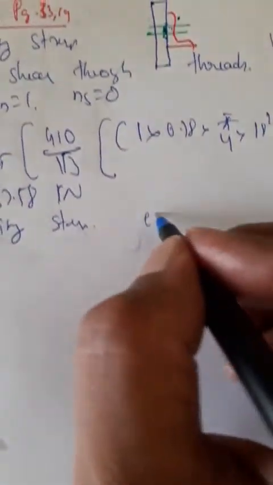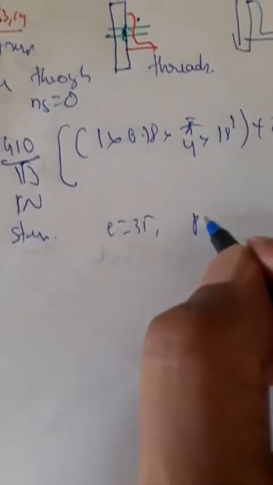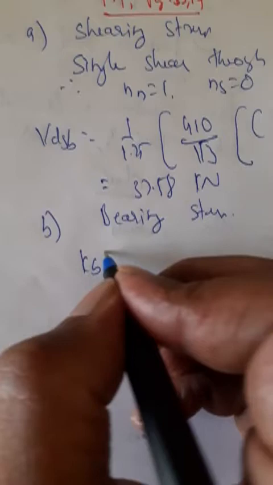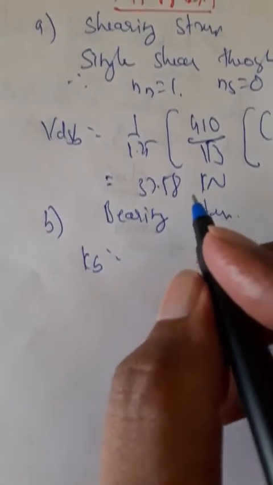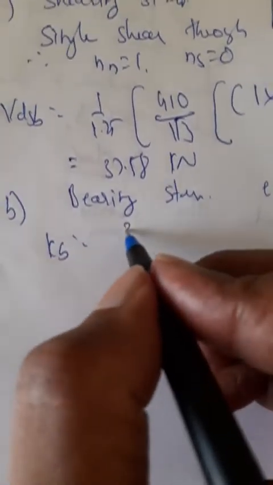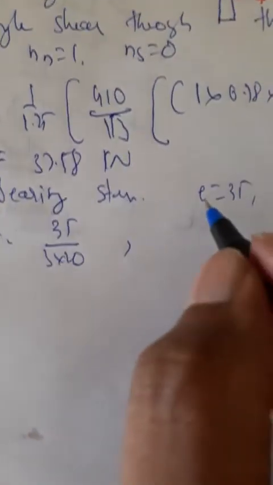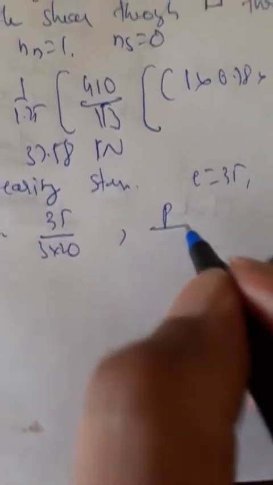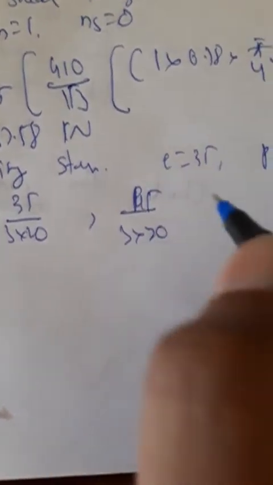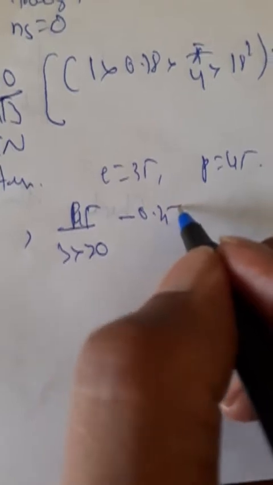So edge is 35, pitch is 45. Now KB is the least of the three values. First value: e by 3 d naught, so 35 by 3 into 20. Next value: p by 3 d naught minus 0.25, so p is 45, 3 into 20 minus 0.25.